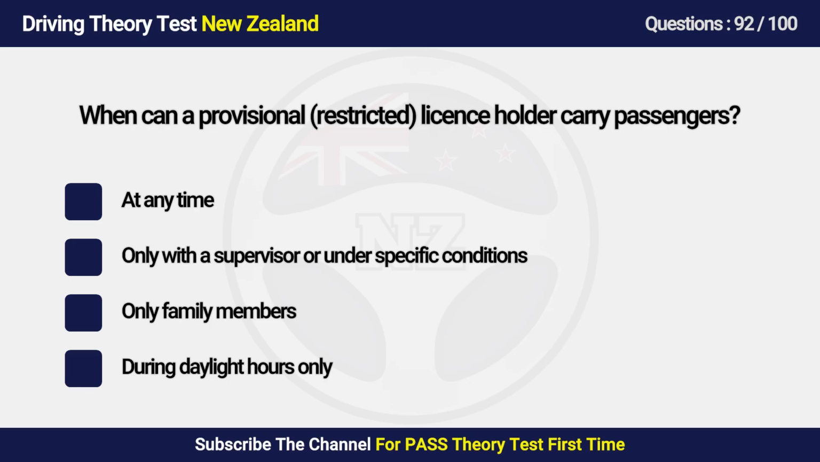Question 92. When can a provisional restricted license holder carry passengers? A. At any time. B. Only with a supervisor or under specific conditions. C. Only family members. D. During daylight hours only.